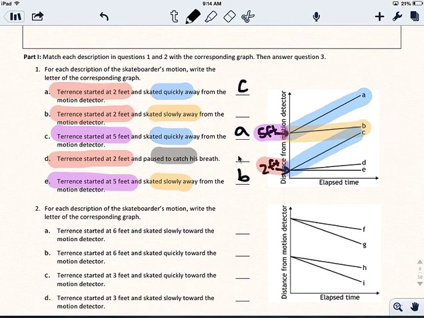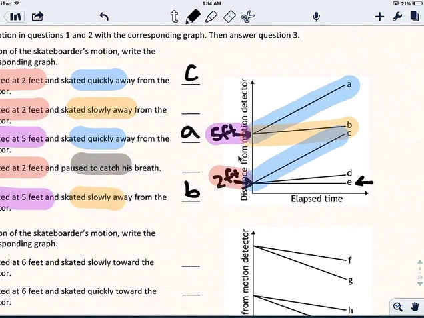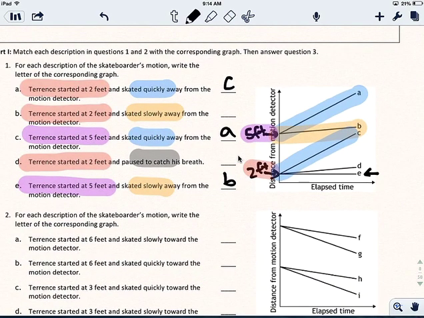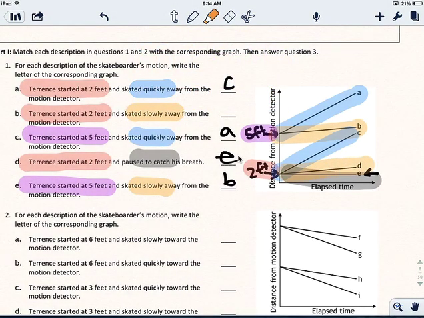Now, D and E, if I'm looking over here, D is a little bit steeper than E. E is totally flat. It's a flat, straight line. And this was Majid's big point yesterday. If it's a flat, straight line, that means he has paused. So E has to be where he's paused. So I'll highlight that like that. And then I have D is the one where he's skating slowly away. And the reason I know that's slow is that it's not as fast as C because it's not as steep as C, and it's not stopped like E. And so D must be the slow one.